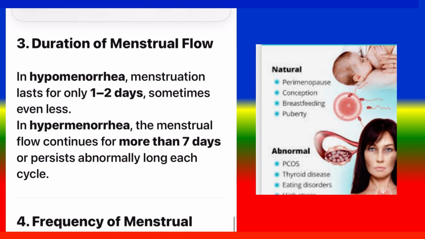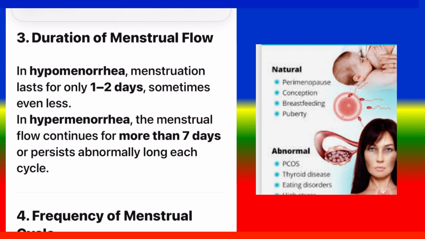3. Duration of menstrual flow. In hypomenorrhea, menstruation lasts for only 1 to 2 days, sometimes even less. In hypermenorrhea, the menstrual flow continues for more than 7 days or persists abnormally long each cycle.